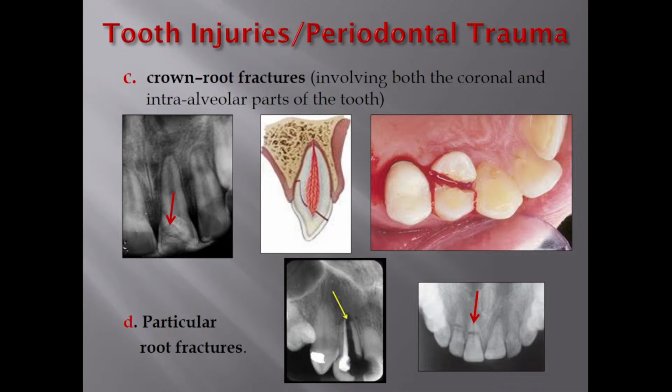It can be isolated root fractures, like on intraoral X-ray, and I show it by a red arrow, and it can be crown-root fractures involving both the coronal and intra-alveolar part of the tooth, and you can see it on X-ray or on the photo. We can see bleeding and a broken root, a fracture of the crown part and the root part. And what do we do with these teeth?